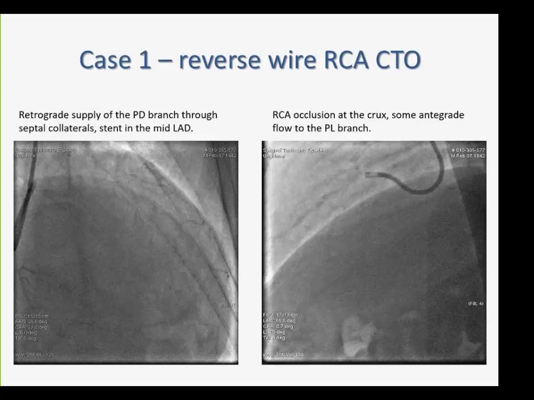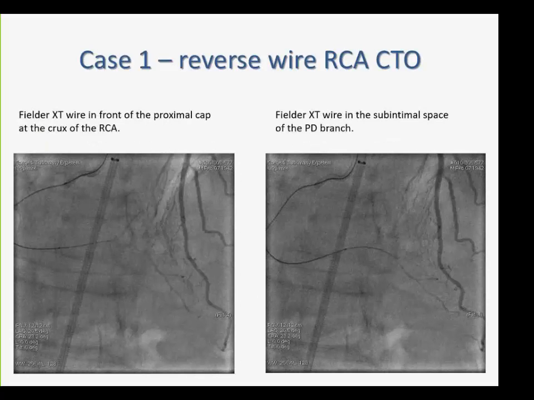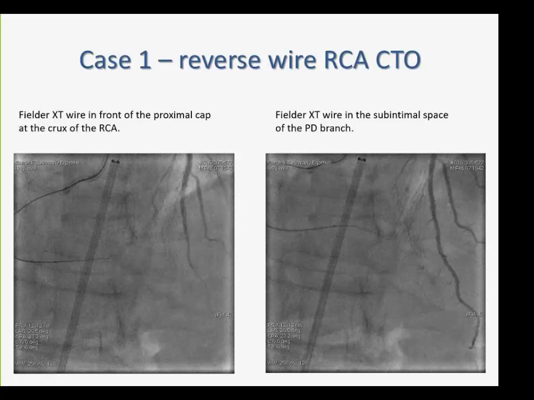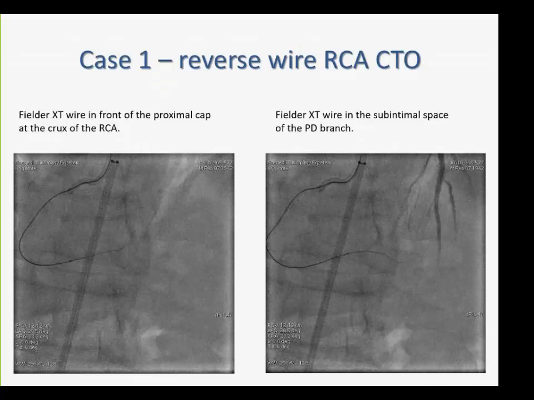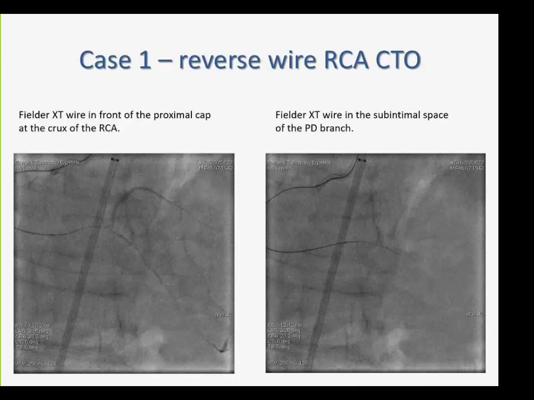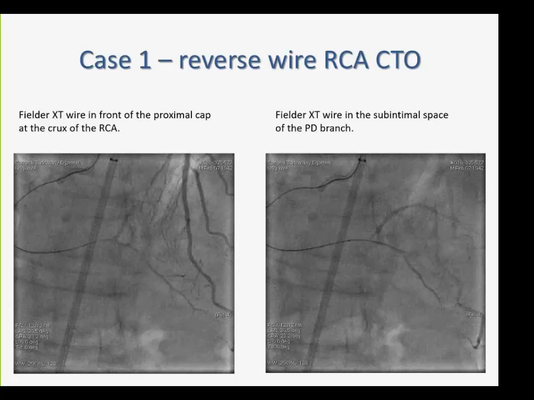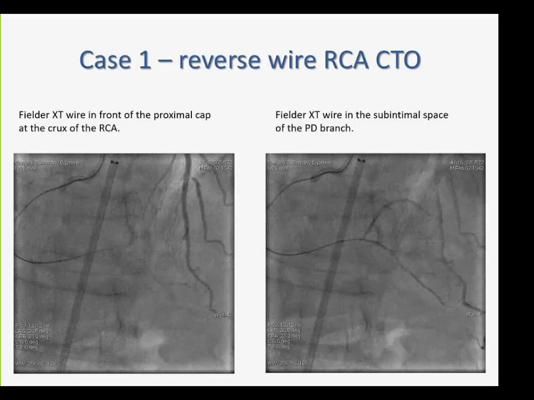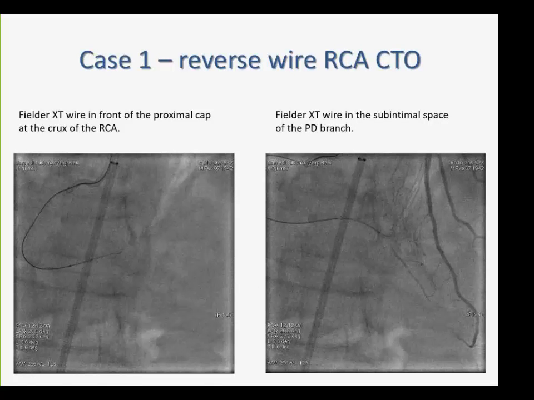So we started an antegrade wiring with a Fine Cross catheter, and with a Fielder XT, we could get just next to the cap of the occlusion at the crux of the right coronary artery. So we tried to find a true lumen at the distal cap with the Fielder XT, which went, as it looks on the right angio, in the subintimal space of the PD branch.